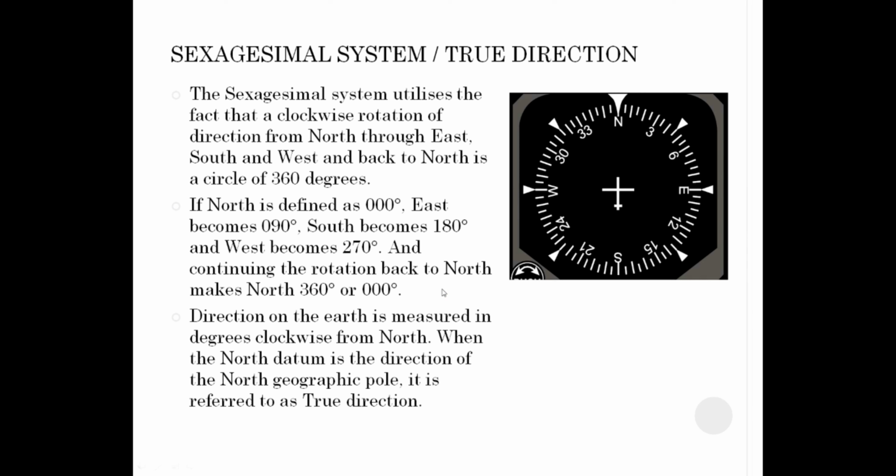Direction on the earth is measured in degrees clockwise from the north. When the north determines the direction of the north geographic pole, it is referred to as true direction. So whenever you take any direction from the north geographic pole, it is referred to as true direction.